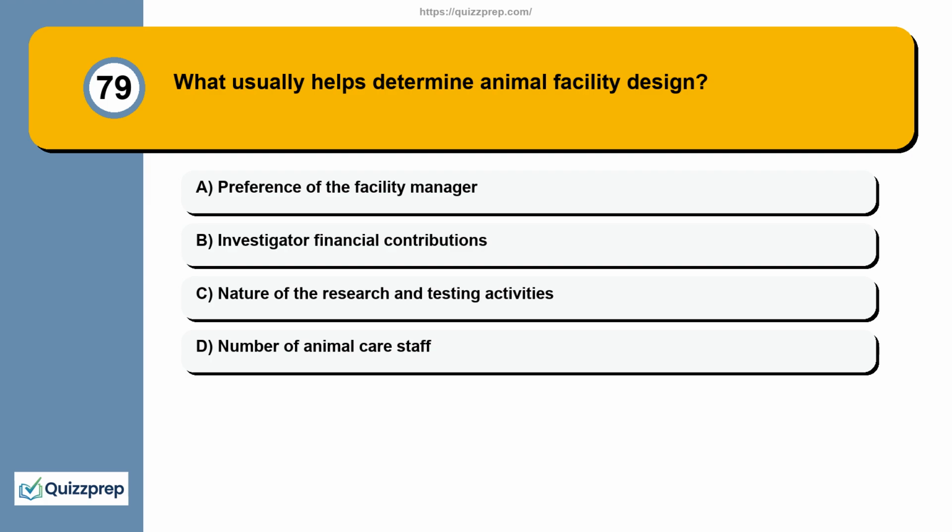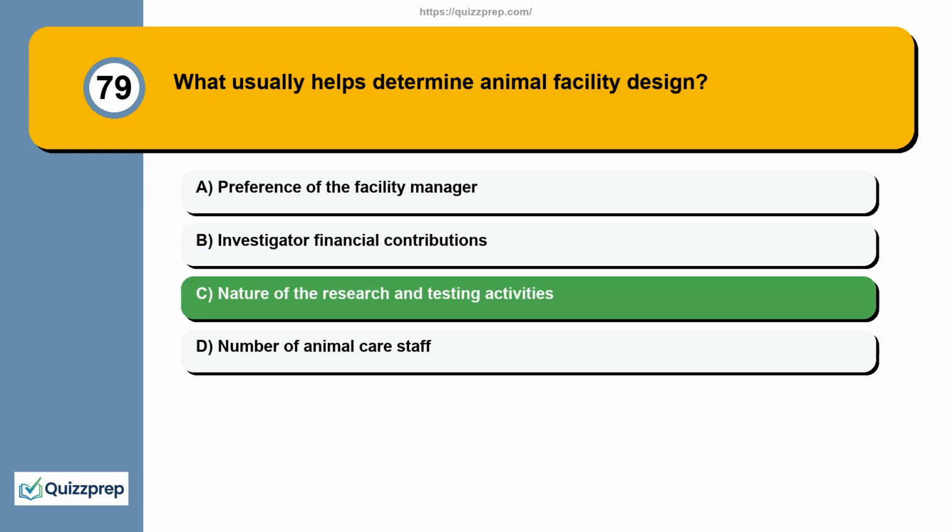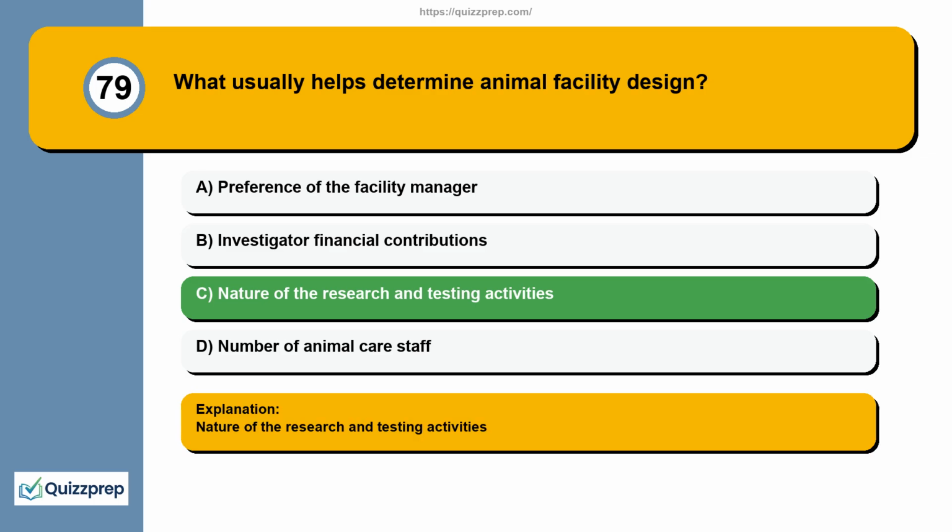Question 79. What usually helps determine animal facility design? Option A, preference of the facility manager. Option B, investigator financial contributions. Option C, nature of the research and testing activities. Option D, number of animal care staff. The correct answer is option C, nature of the research and testing activities.